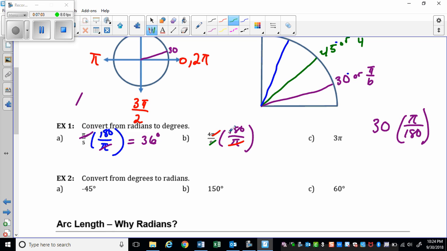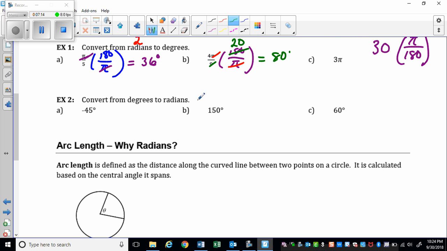9 goes into 18 twice, so 180 probably 20 times. 4 times 20 is 80. Now let's do the opposite. Convert it from degrees to radians. You guys try part C.